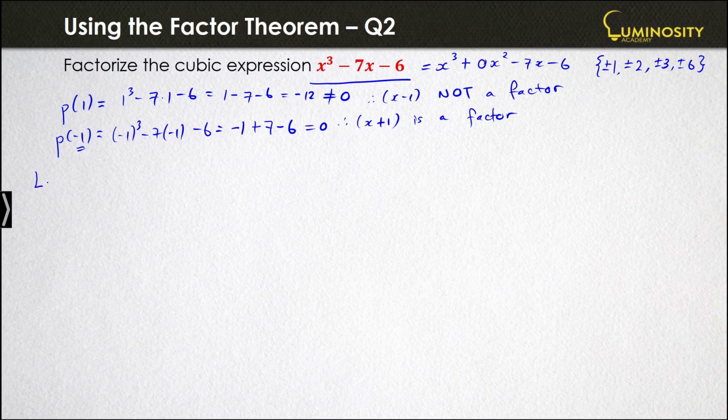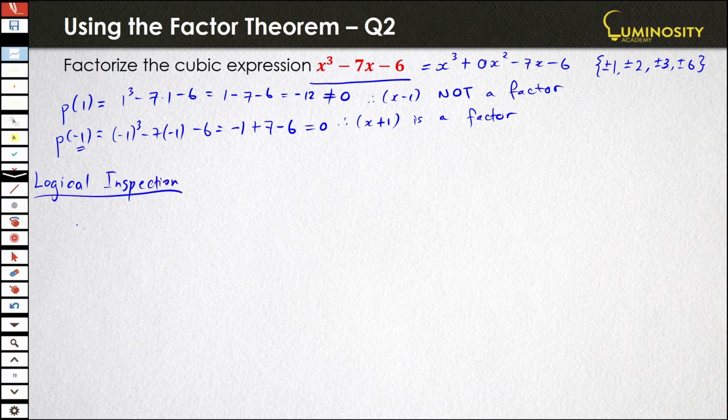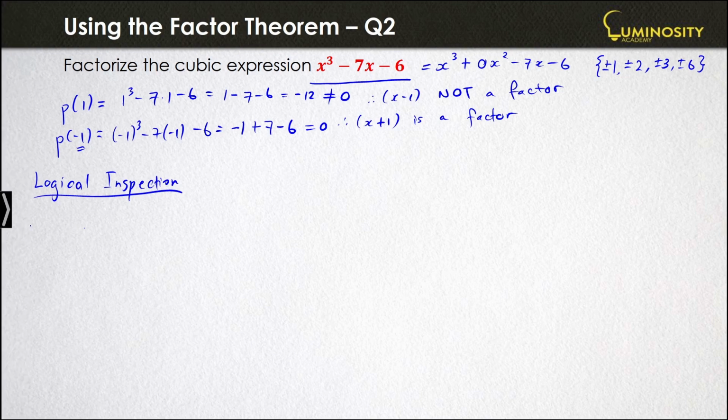So we'll do logical inspection, and then we'll do polynomial long division to check that both solutions make sense. So for logical inspection, I know that x cubed plus 0x squared minus 7x minus 6 must be the same as x plus 1, which is a factor, times a quadratic expression. Now to get an x cubed, I need an x squared term. And to get a negative 6, I'm going to need a negative 6 here at the end. So I just need this bx term, and I'm done.